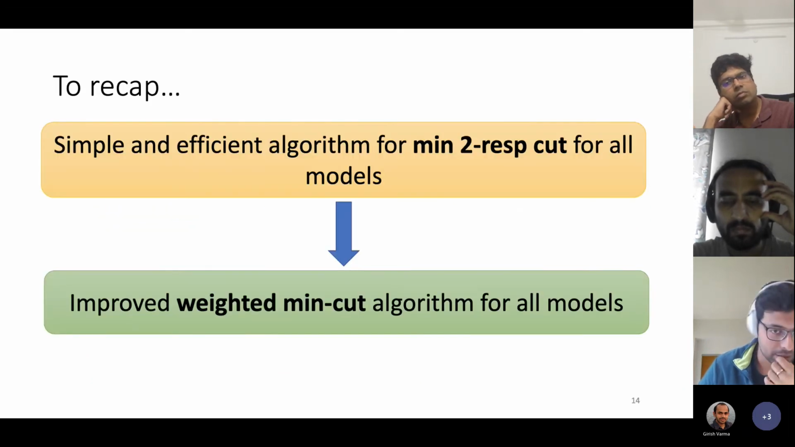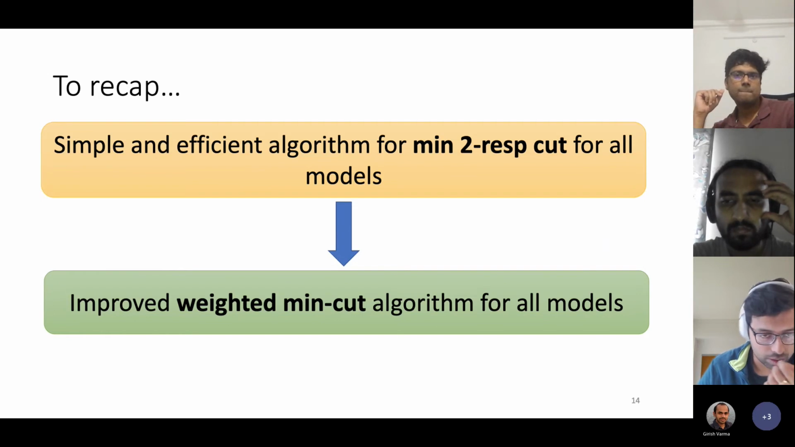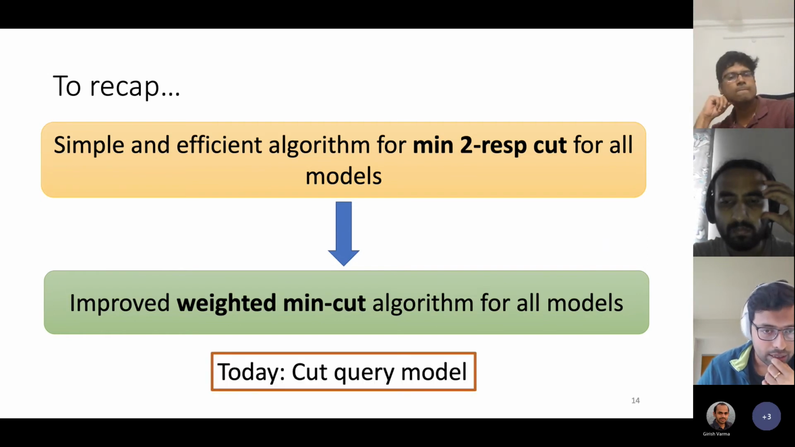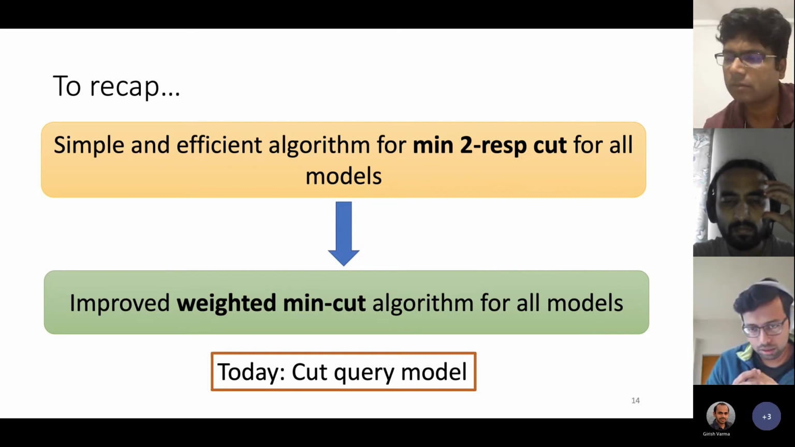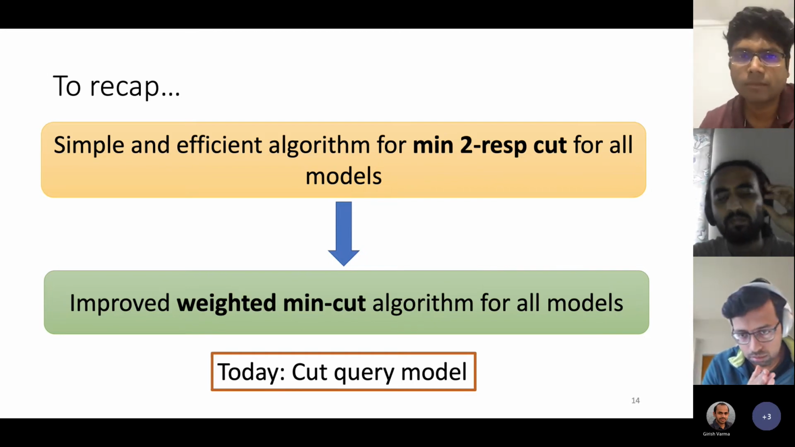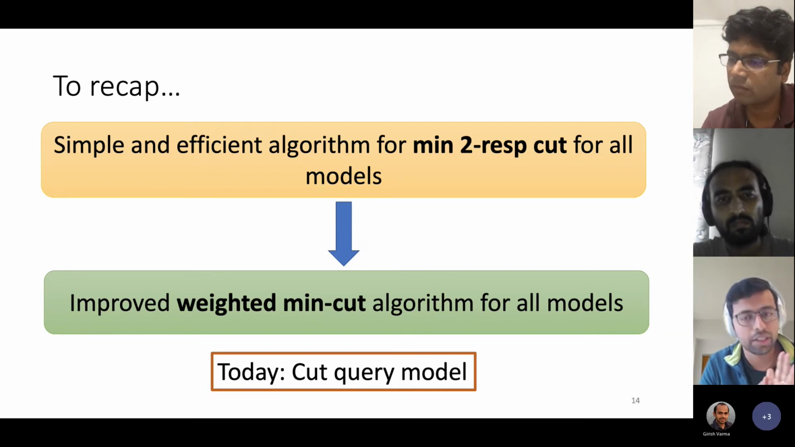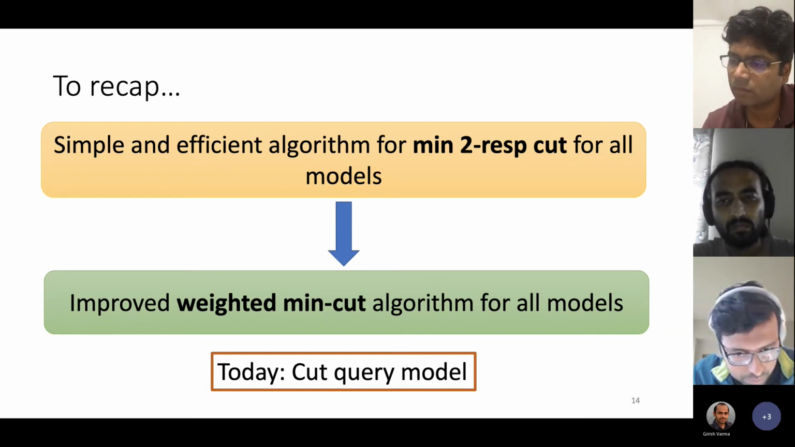Okay, so just to recap, this is what we are looking at. This is what we're going to talk about. The model of computation that we choose for today is called the cut query model. Let me quickly define the cut query model, then I will stop, and you can let me know if you have any questions on it so far.